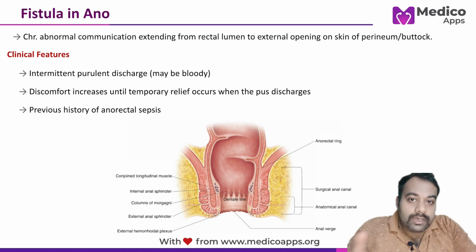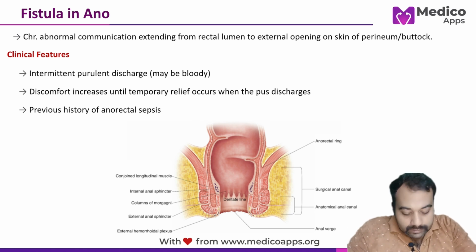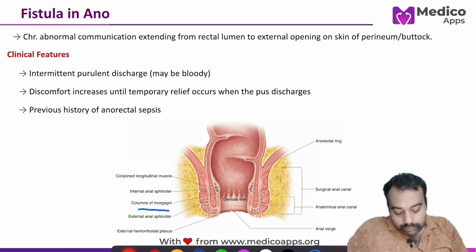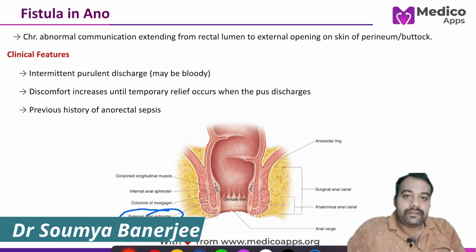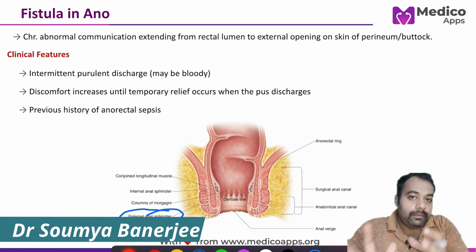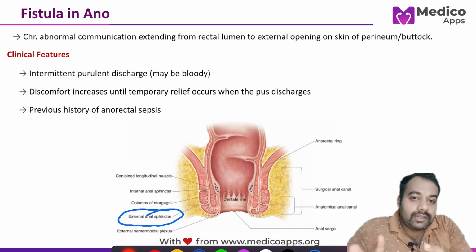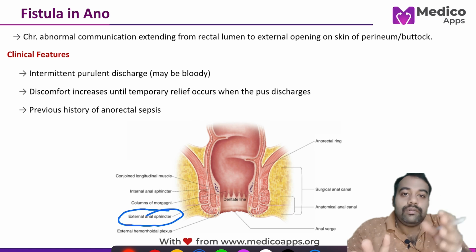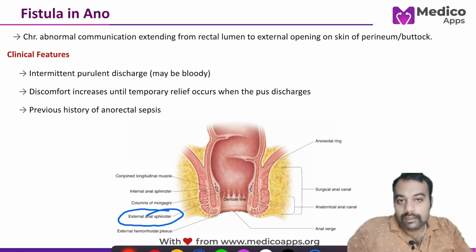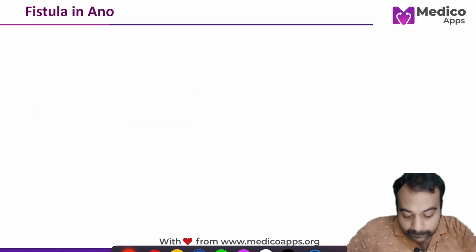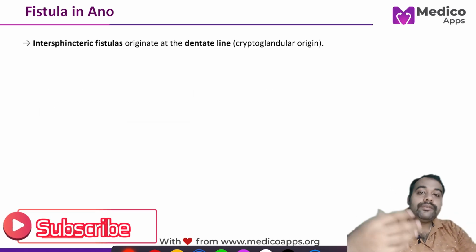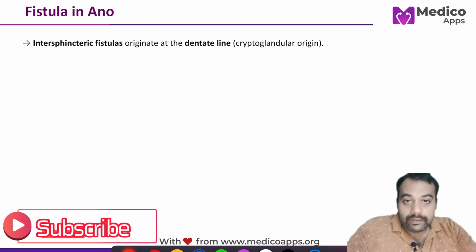This incontinence following surgery develops due to injury to the external anal sphincter. How much of the external anal sphincter is damaged is going to decide the degree of incontinence in that patient. Now let's try to understand the intersphincteric fistula first.